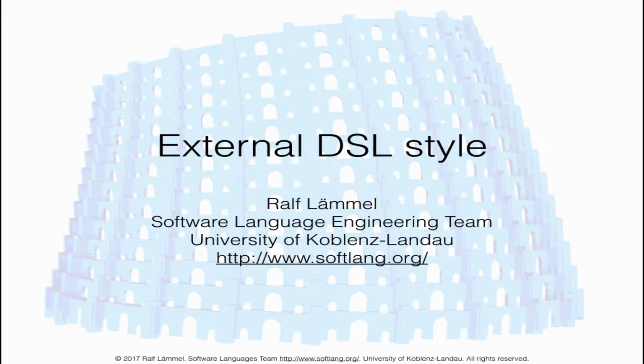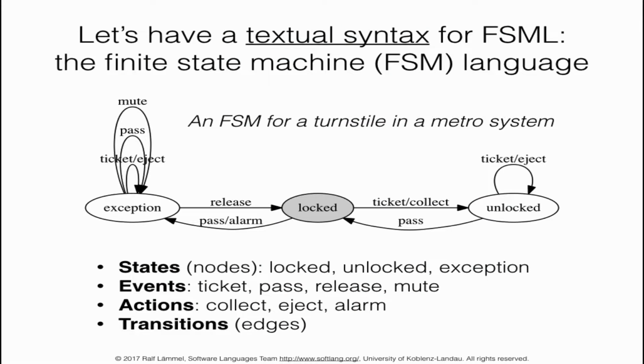So let's talk about external DSL style. That is a certain style of implementing a domain-specific language. We're going to use the finite state machine language as a running example again. So here's a nice intuitive visual syntax for a turnstile in a meter system. So we've got states and we've got events and actions along the transitions.